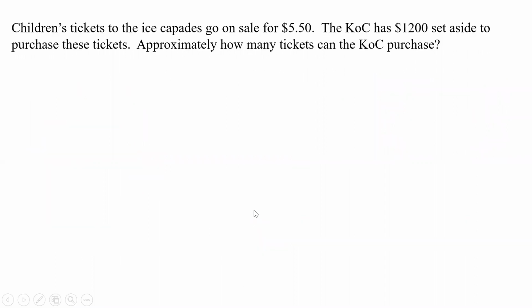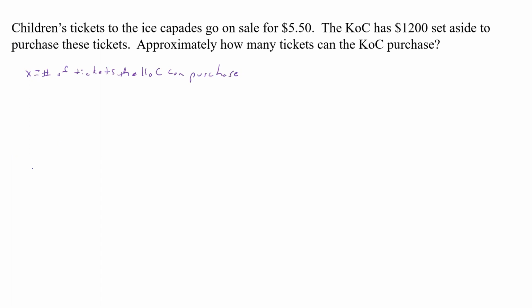All right, so this one, another example of an application problem. So children's tickets to the Ice Capades go on sale for $5.50. The Knights of Columbus has $1,200 set aside to purchase these tickets. Approximately how many tickets can the Knights of Columbus purchase? Well, let's let X equal the number of tickets the Knights of Columbus can purchase.